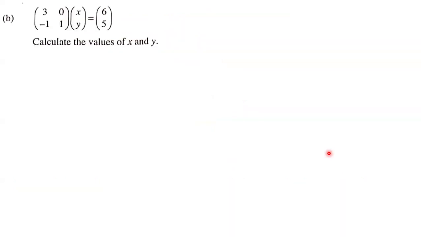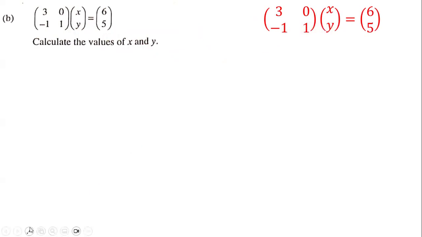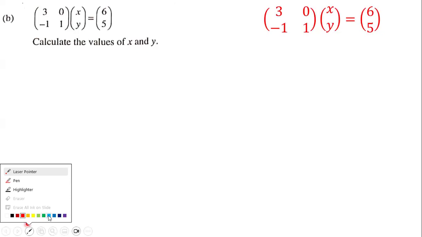Okay, next we have to calculate the values for x and y. So we have this matrix equation, and our goal is to figure out, okay, what is x, what is y? You have to calculate those values. Now notice that we have two matrices that we have to multiply. And let's determine the order of these matrices.